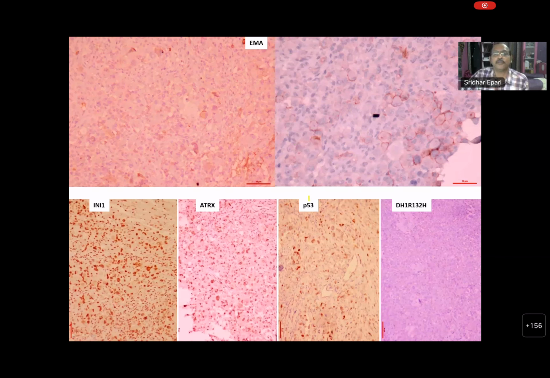Like other cases, we did IDH1, which is negative here. Sorry, one is missing. P53 is strong positive in at least more than 10% of cells. ATRX is retained. Because somebody told us of a rhabdoid morphology, INI1 is done, retained. So what do you want to call here? Anything which you want to suggest?